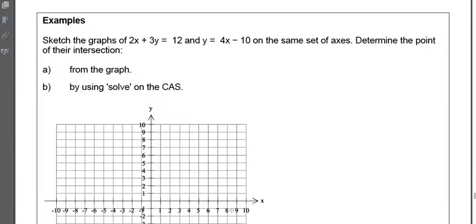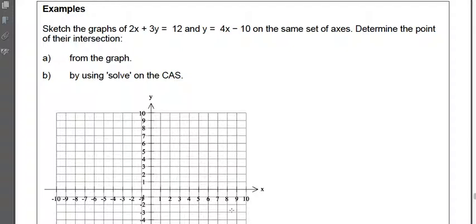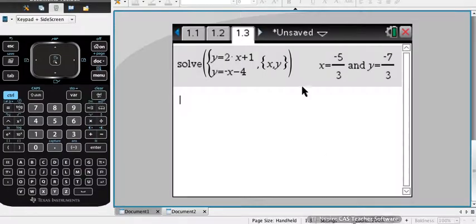Let's have a look at an example. We've got a couple of lines here. There's the equation of our first one, 2x plus 3y equals 12, and the other one is y equals 4x take 10. Now, first of all, you notice that this one here is not in the form y equals mx plus c, so we can't just go ahead and put it in our calculator just yet. What we want to do is rearrange it first.